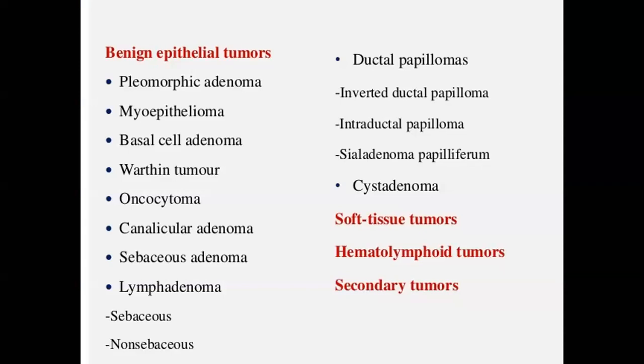Benign epithelial tumors in the parotid: we have the pleomorphic adenoma, myoepithelioma, basal cell adenoma, Warthin's tumor, oncocytoma, canalicular adenoma, lymphadenoma. Then we have sebaceous and non-sebaceous tumors, papillomas, inverted ductal papilloma, intraductal papilloma, and sialadenoma. Then cystic tumors, soft tissue tumors, hematopoietic tumors, and the secondary tumors.